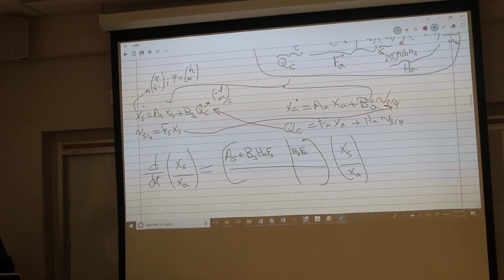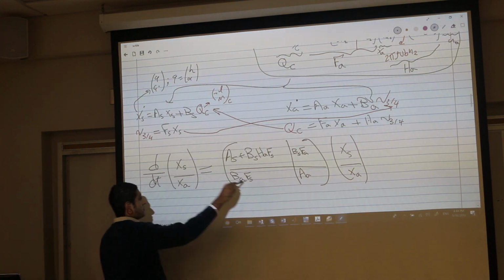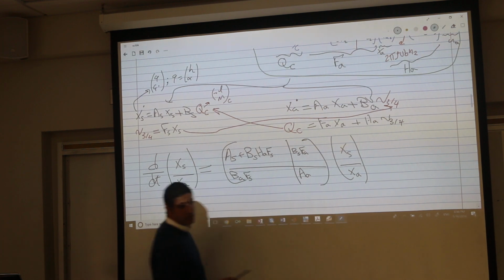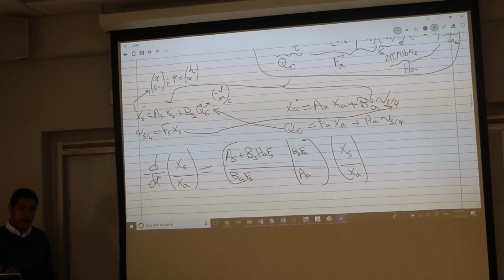Okay. The second equation for XA dot, here is the equation of XA dot, is A aerodynamic times X aerodynamic. Here is A aerodynamic times X aerodynamic. Plus B aerodynamics times this red guy, V3/4. So I will get V3/4 from here, so this is a bit simpler. B aerodynamic times F structure, and again it's multiplying X structure, so this is why I put it here to be multiplying X structure, and I'm done. This is the combined model.